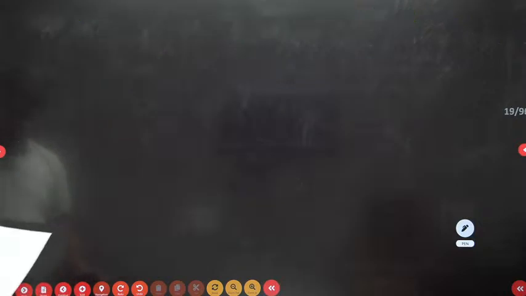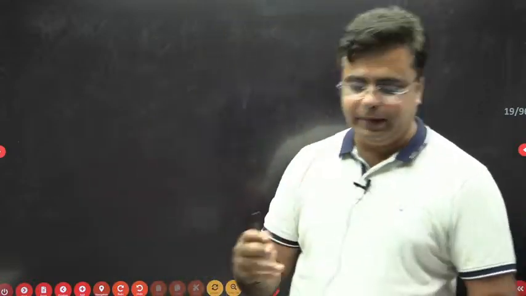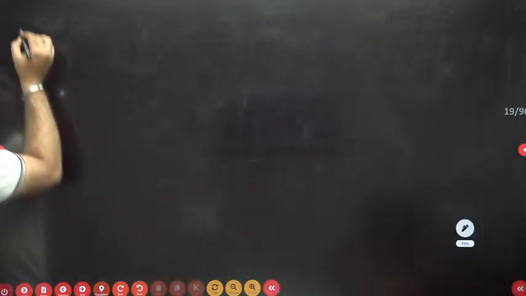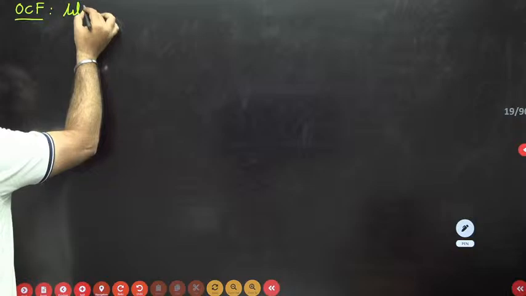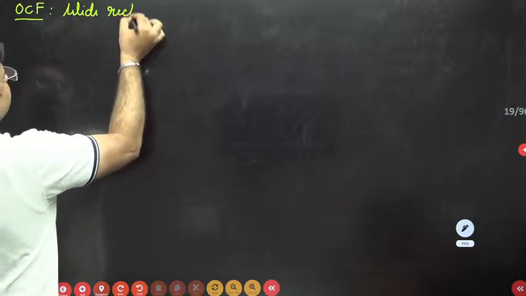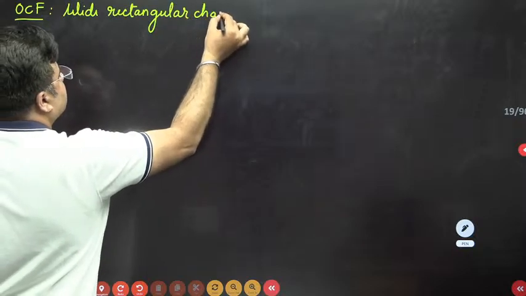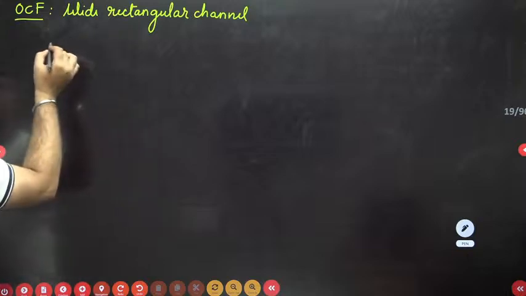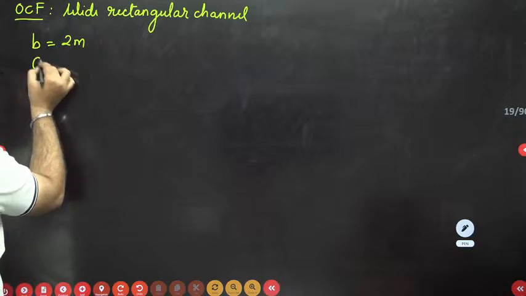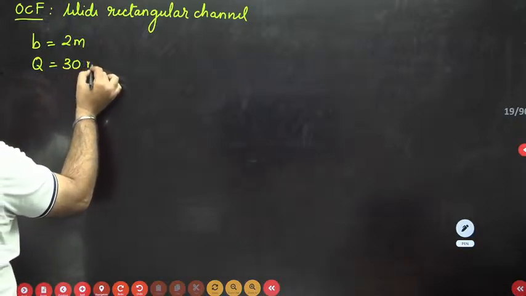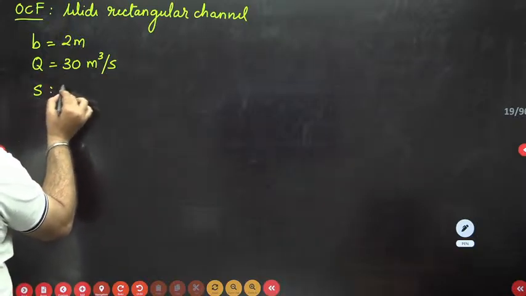Okay, so the next question is again from OCF. They have asked you a critical depth, direct formula based question. You are given a wide rectangular channel. The width of the channel is 2 meter, the discharge is given as 30 meter cube per second, and the slope is 1:300.